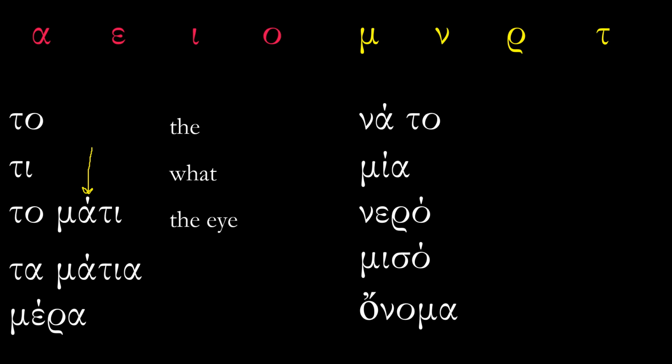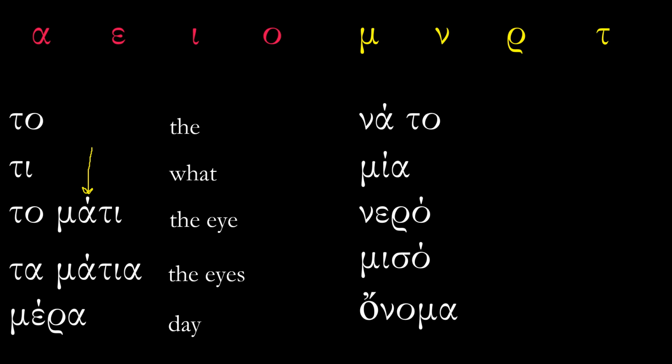And this is the I. Next, we have something very similar. Tamatya. Tamatya is the eyes. Next, we have mera. Mera is day. Then on the right side, we have nato.